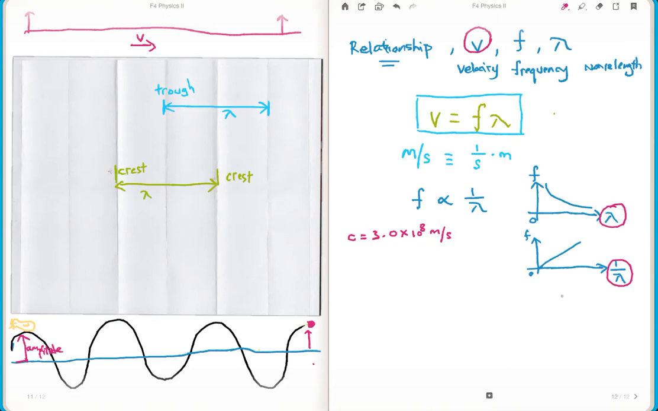So what happens if you were given an axis, and you want to plot the speed of light versus, say, lambda? What would it be? It's a constant number. A straight line. It's a constant, in vacuum perhaps.